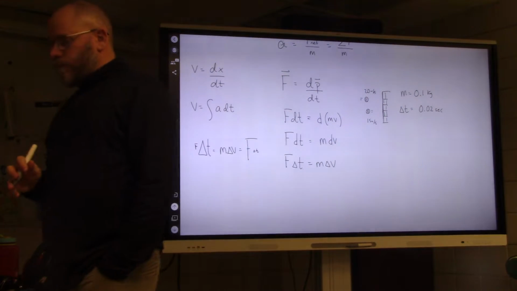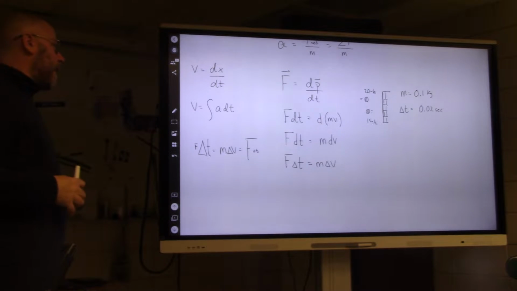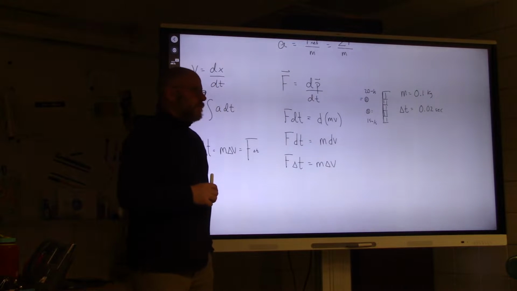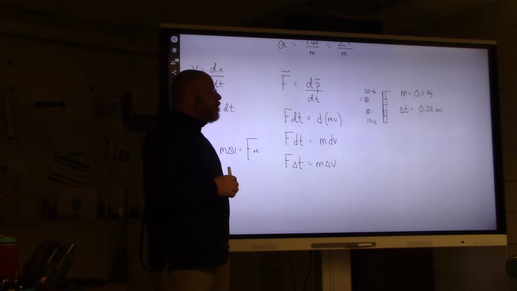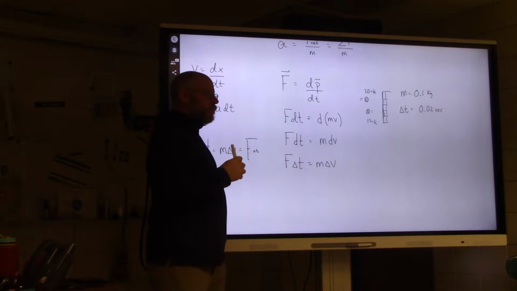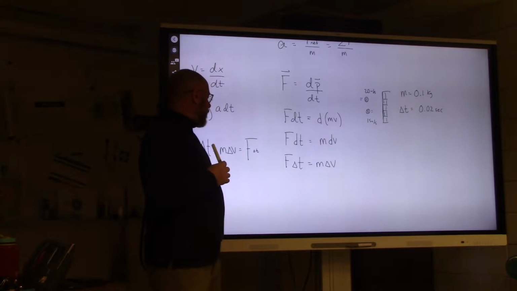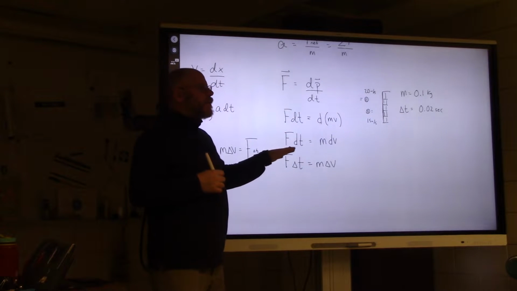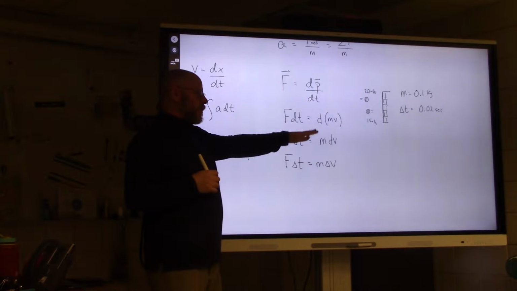Then you can find the force that is applied because you have the mass and your change in velocity. Is this equation we can use on the AP test? Yeah, you need this to solve this problem. It actually comes from here, so if you just jump to here, that would be fine. And this is going to be multiple choice also.